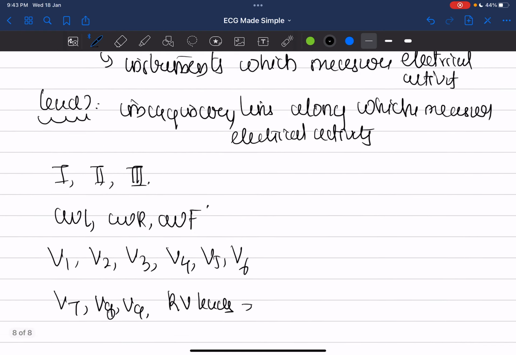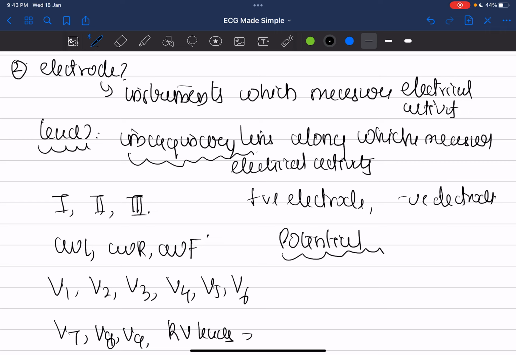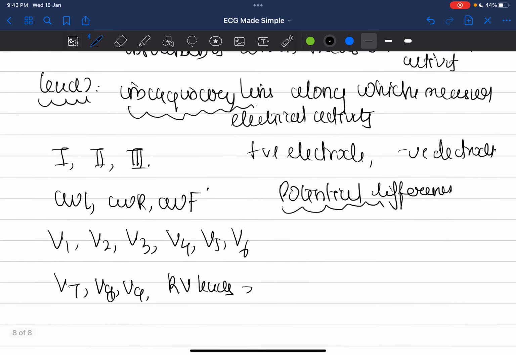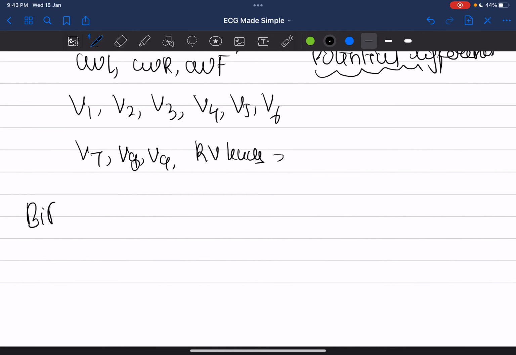So these are all imaginary lines, usually between a positive electrode and a negative electrode. There will be a positive electrode and a negative electrode, and then we measure the potential difference between the positive and negative electrode along the imaginary line. That is what is called the lead system. Okay. Then the next concept comes. What is a bipolar lead and what is a unipolar lead?